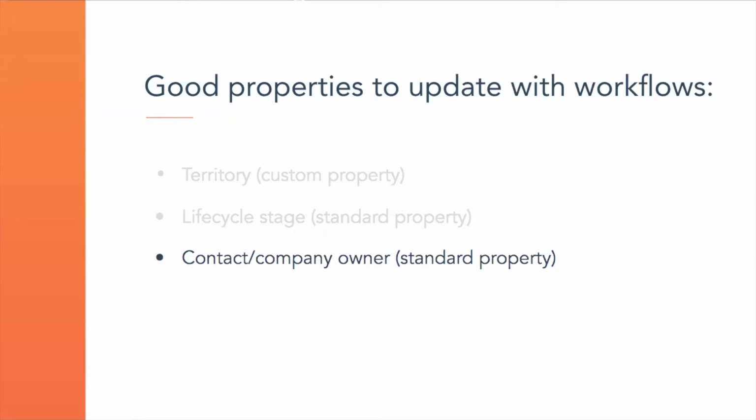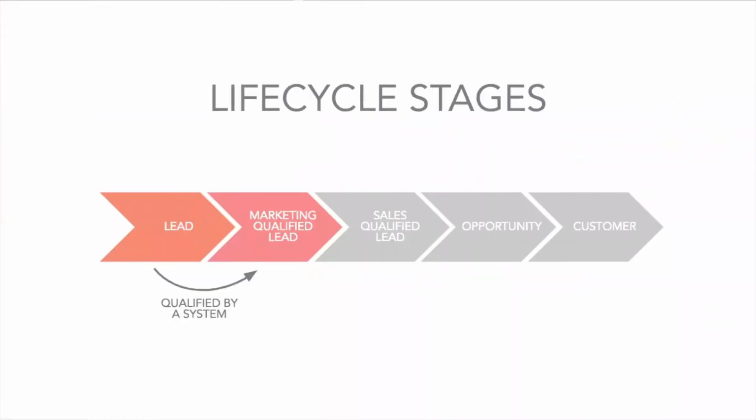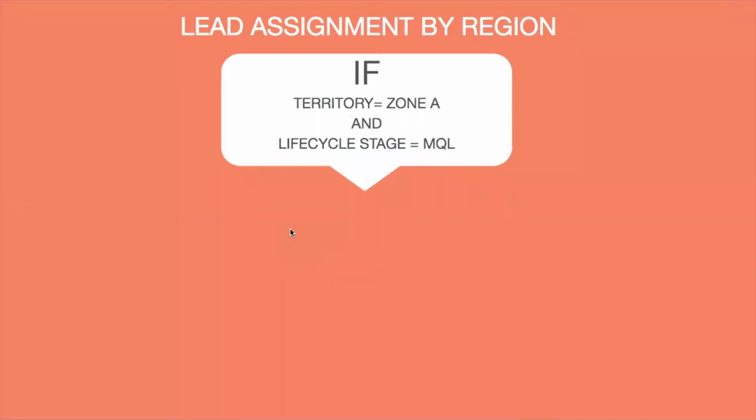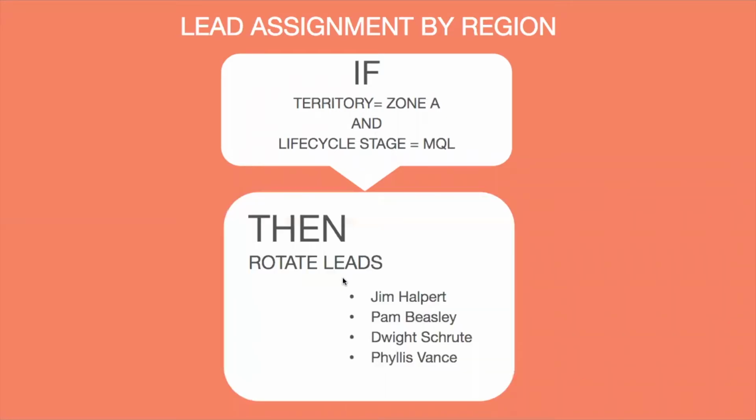The last one that we'll talk about is other properties to update within the workflows: the contact or company owner, which is another standard out-of-the-gate property. Again, we're focusing on how we turn these leads into marketing qualified leads in that workflow, and the lead assignment. So if their territory is Zone A and their lifecycle stage is marketing qualified lead, then we will rotate the leads to this group.